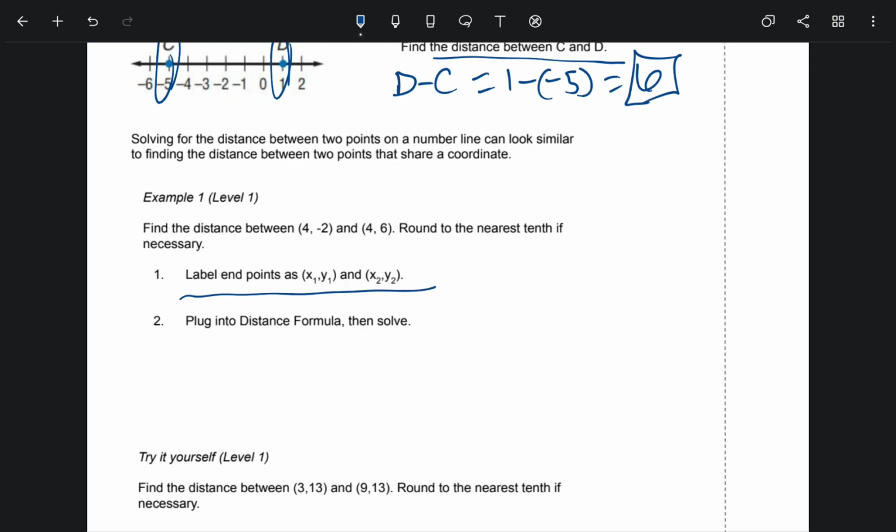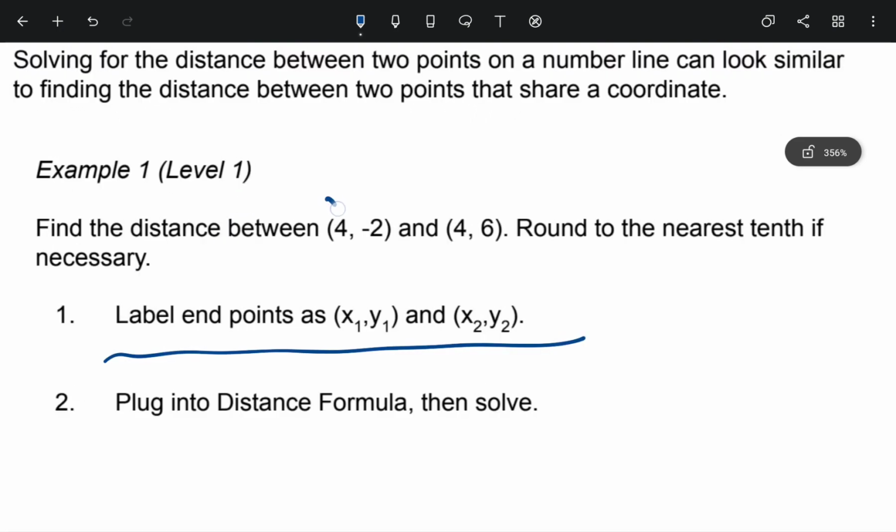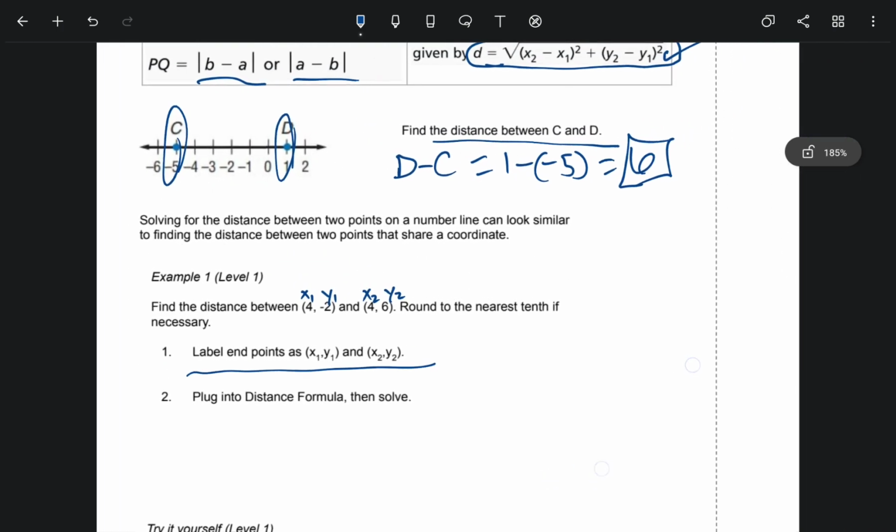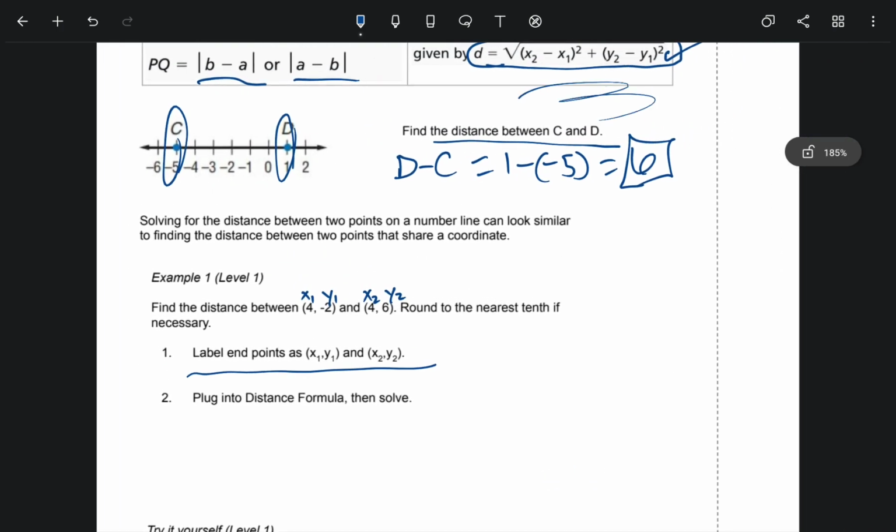Our first step is to label the endpoints as (x1, y1) and (x2, y2). So each coordinate gets an x and a y. I just labeled my first point as (x1, y1), and my second one is (x2, y2), but you can do it in either order. I just do this so it's easier. We're going to take these and plug them into our distance formula up here.